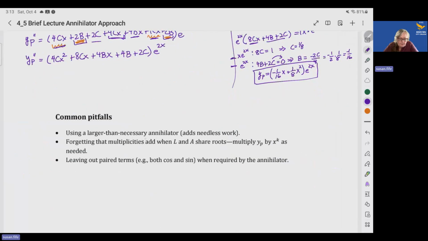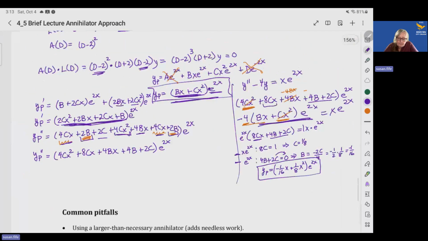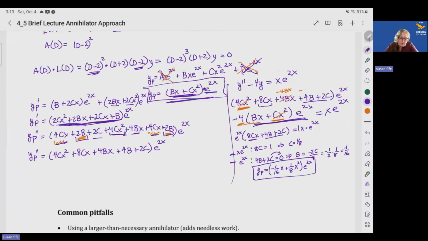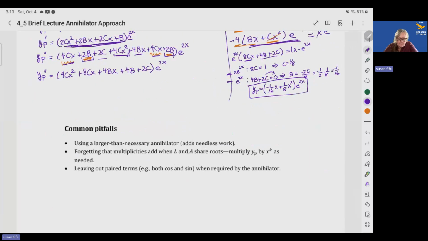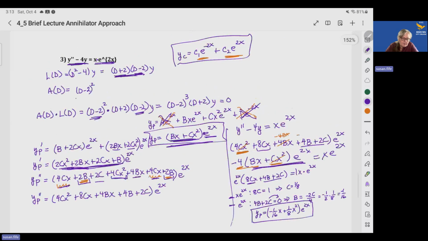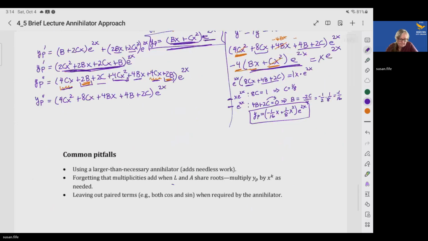Common pitfalls are using larger than necessary Annihilator. Remember, you have to remove those functions that match the ones in the complementary solution. And forgetting that multiplicities add when L and A share roots. You multiply by x to the k, and we saw that here, that we had d minus 2 squared, and then we have a d minus 2 here to give us d minus 2 to the third. And then leaving out paired terms. Remember, sines and cosines come in pairs.